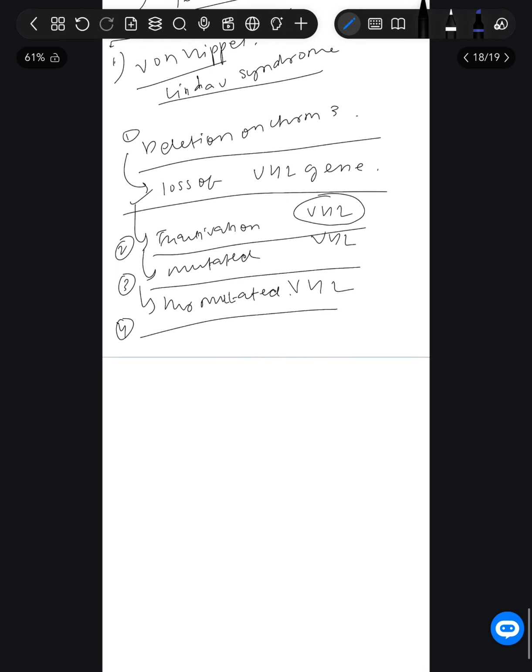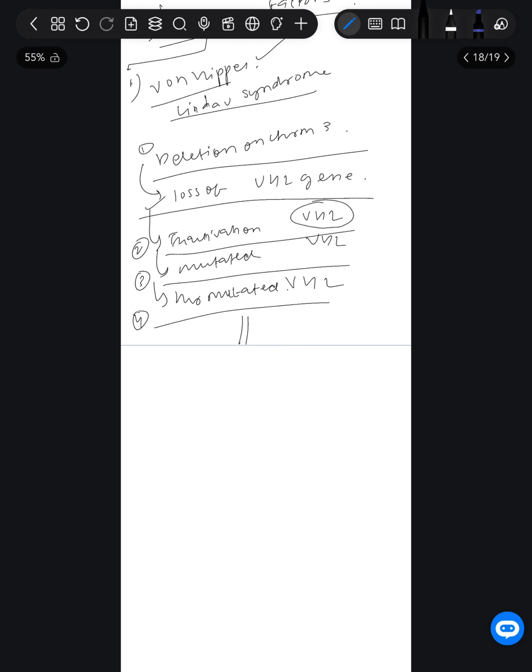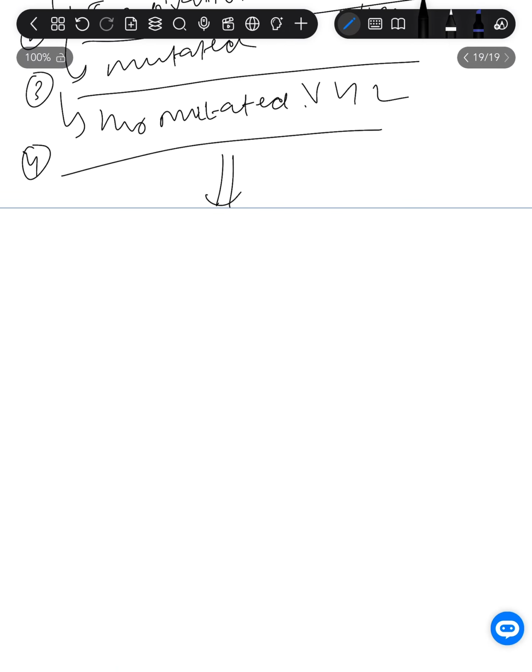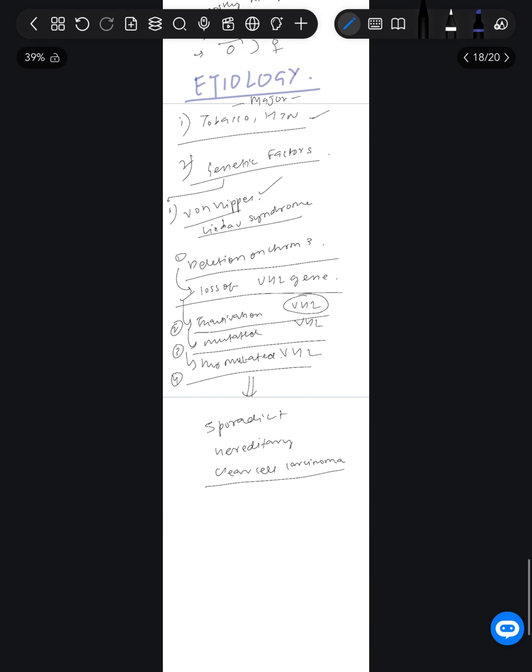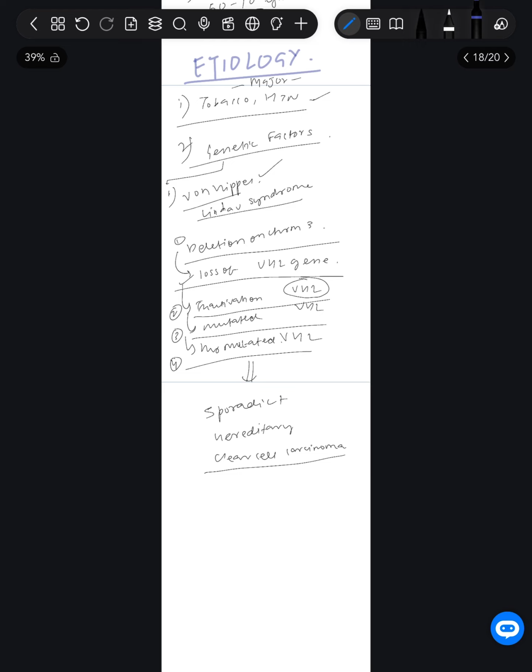So what happens here? This genetic change leads us to the most important carcinoma, which is sporadic as well as hereditary clear cell carcinoma of the kidney. What is clear cell carcinoma? We will study it in 2 minutes, but yes, this leads to this. This is the first genetic factor which we studied.